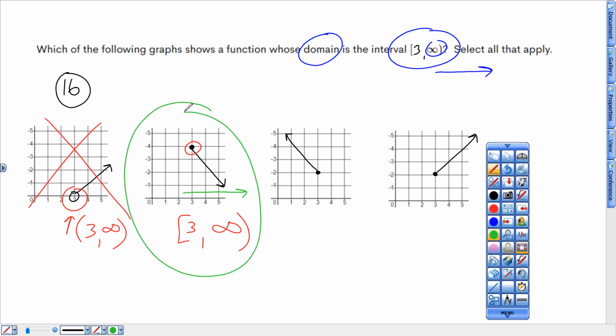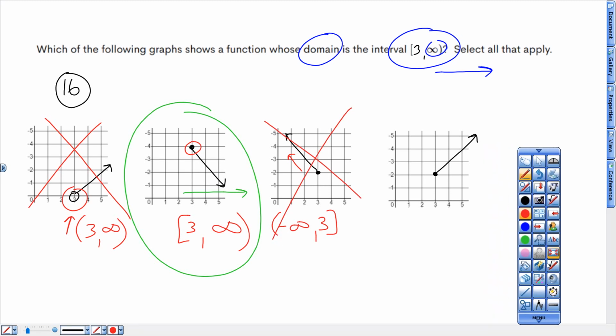All right, this guy right here is going off to the left. So this one would actually be rounded negative infinity to 3 square. And you can see that's backwards. And then my last one, this one, of course, I could see starts from 3 square. And then clearly that arrow is going off to the right. So that one is the second one that applies. All right, rolling on here.